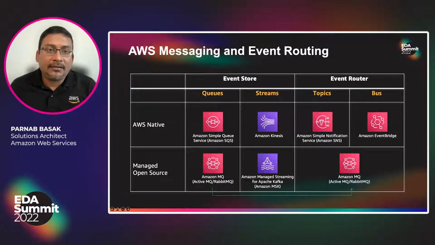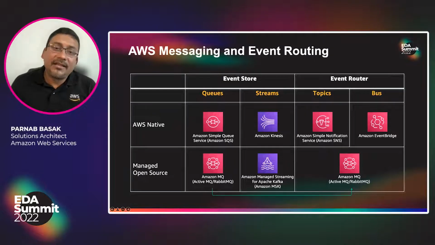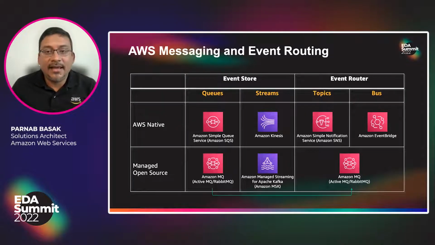There is a subcategory of queues, streams, topics, and buses, which we're going to talk about in much more depth later. But let me talk about a few services that fall into this event store and event router category. The first is Amazon Simple Queue Service, or Amazon SQS, which is a message queuing service enabling you to decouple and scale microservices, distributed systems, and serverless applications.